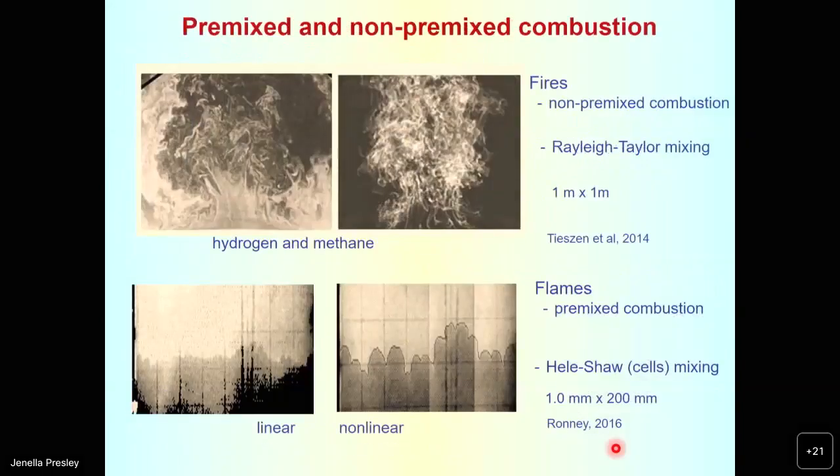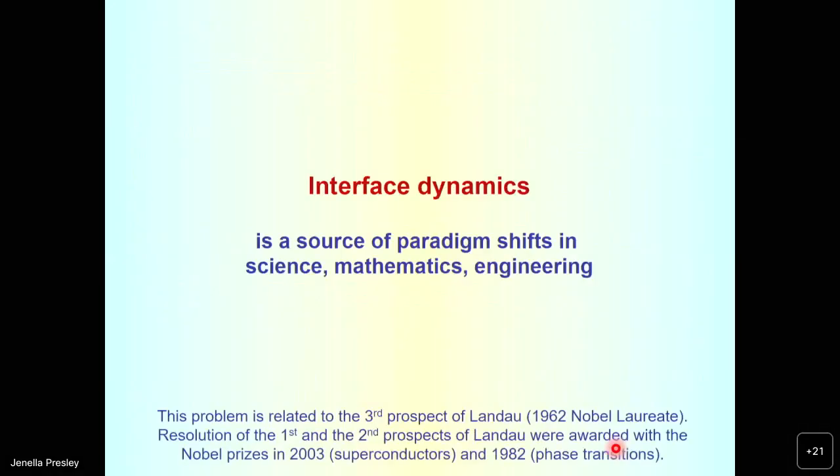So premixed and non-premixed combustion is just another example. And I would like to emphasize that when we talk about non-premixed combustion, it's usually called fires in the combustion community, whereas premixed combustion in the combustion community is called flames. So it's an example of two different sorts of processes.